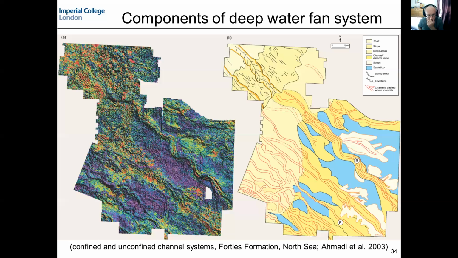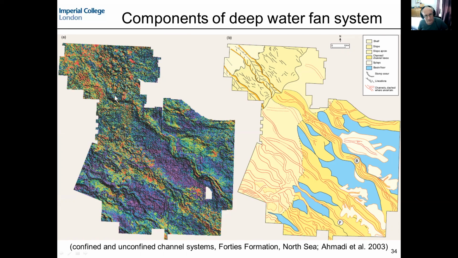Here's another example. This is from a sandy system, part of the Forties fan, so early Tertiary in the North Sea. This is a seismic amplitude map on the left, and then a line drawing based on that amplitude map on the right-hand side. The top left in here is the slope, and then the basin floor on the right-hand side.